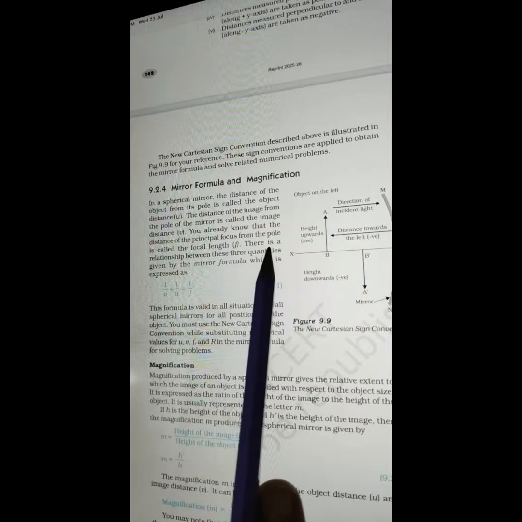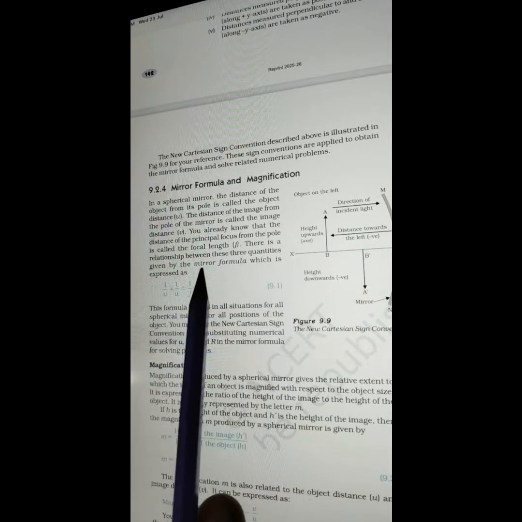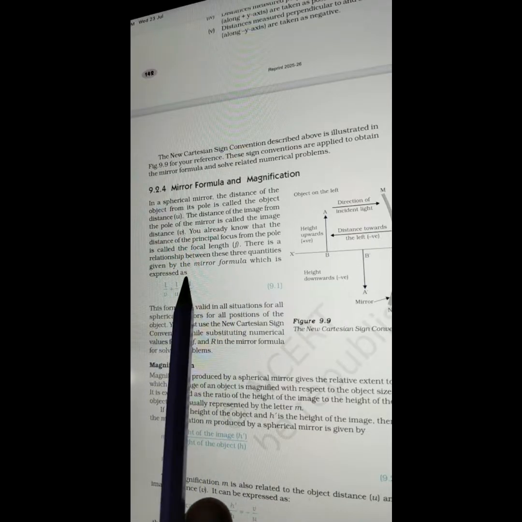There is a relationship between these three quantities given by the mirror formula, which is expressed as 1 by v plus 1 by u is equal to 1 by f. This formula is valid in all situations for all spherical mirrors. For all positions of the object, you must use the new Cartesian sign convention while substituting numerical values for u, v, f, and R in the mirror formula for solving the problems.